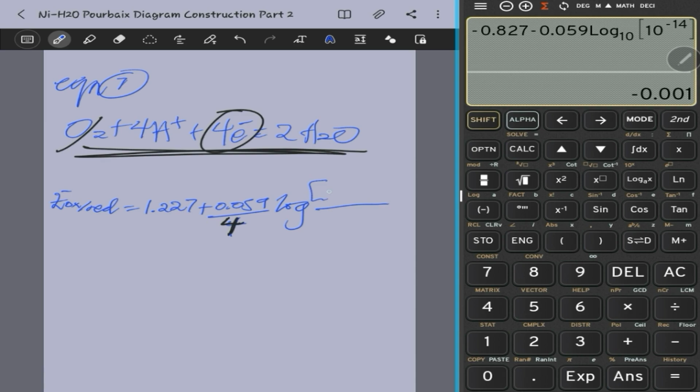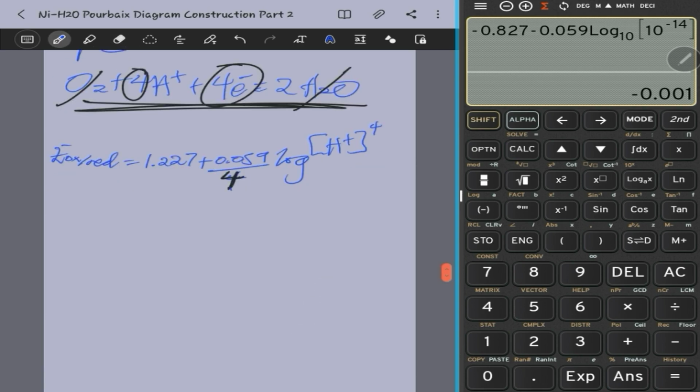And then for the H plus, we put it there, H plus, and very important, this 4 here. We put that 4 here. And for the product side, we have just water. We know that because we see pure water, so the activity of that is 1 as well. So in the end, this is the only thing we have. So we move on.